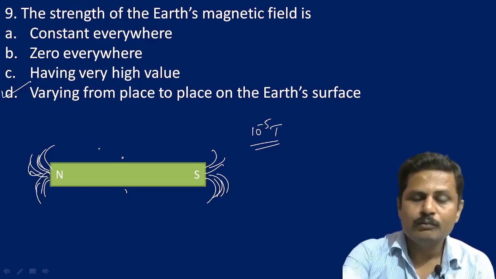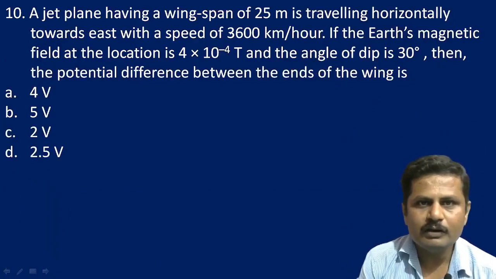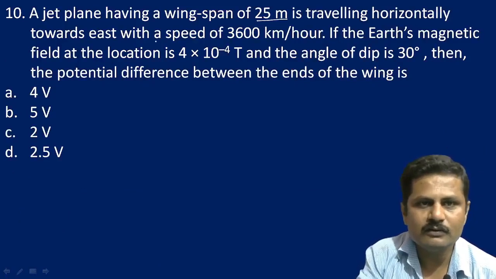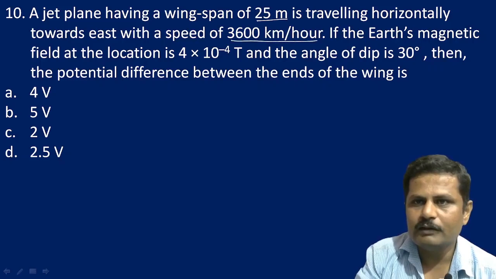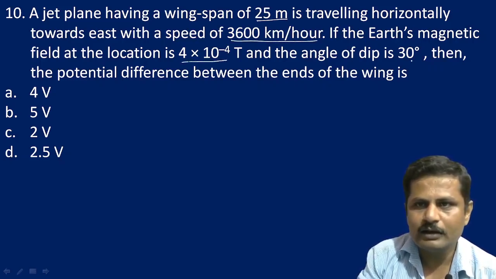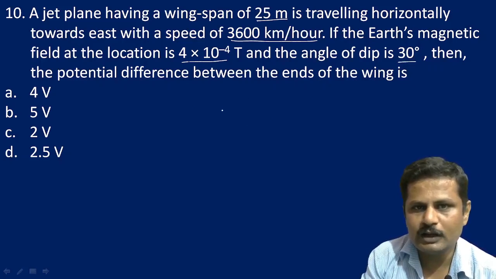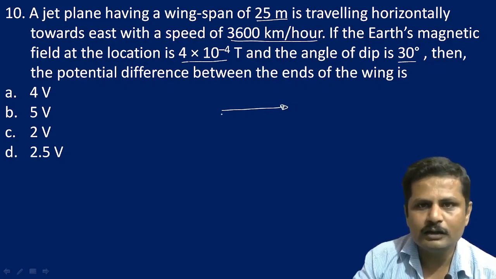Okay. Moving to the next question. A jet plane having a wing span of 25 meter is traveling horizontally towards east with a speed of 3600 km per hour. If the Earth's magnetic field at the location is 4 into 10 to the power minus 4 Tesla and the angle of dip is 30 degree, then the potential difference between the ends of the wing is. Here a jet plane is moving in the direction of east. This is the direction of the jet.